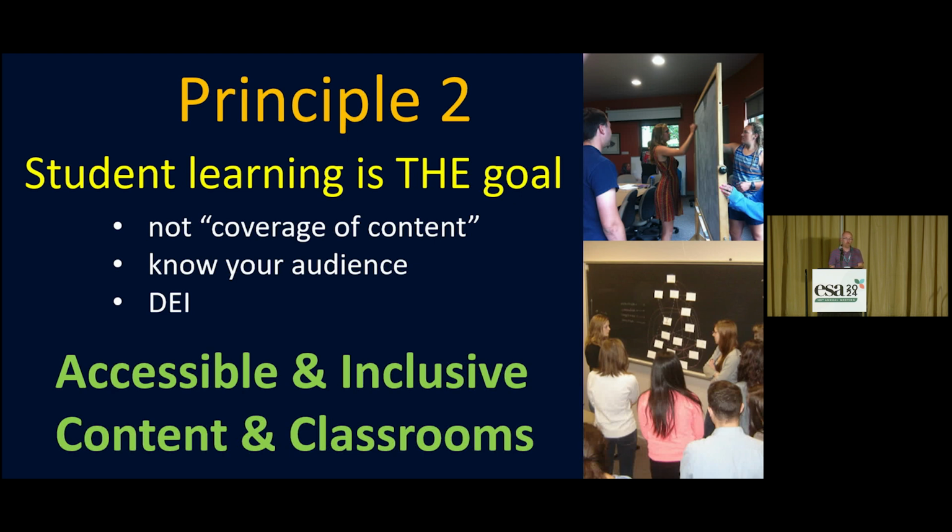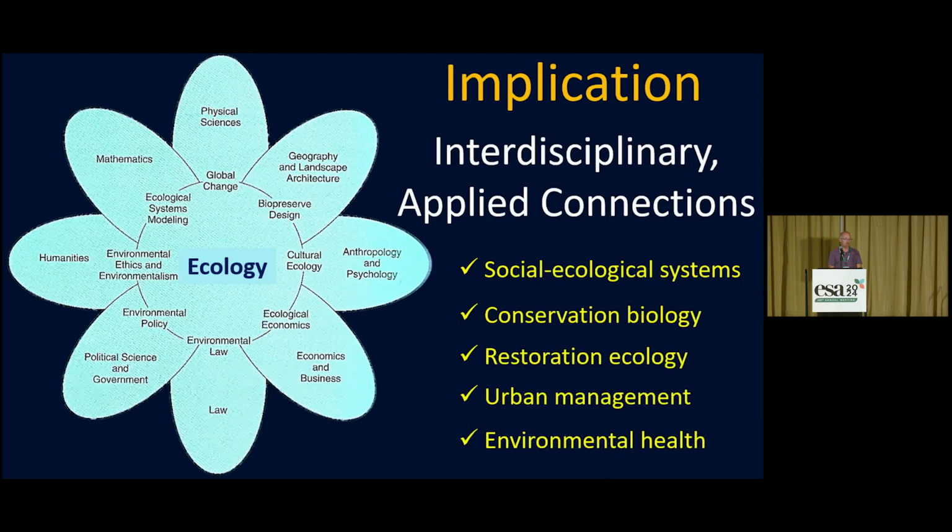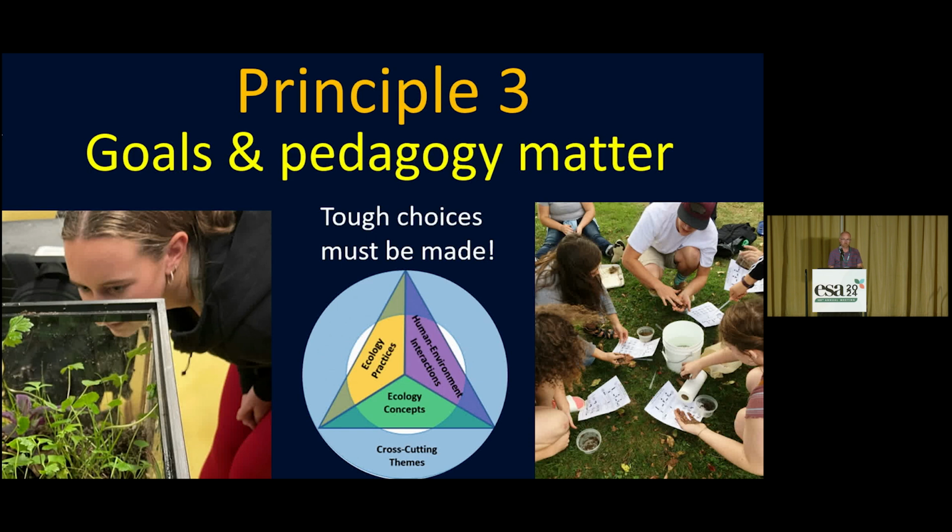Principle 2, student learning is the goal. Coverage of content is not what we're going to do. Knowing your audience, as John alluded to, all these DEI considerations to lead to accessible and inclusive classrooms for everyone. The implication of those first 2 principles are thinking about interdisciplinary and applied connections. Really, that's the HEI dimension, and I use this image in one of my classes to help students see all those relationships to ecology.